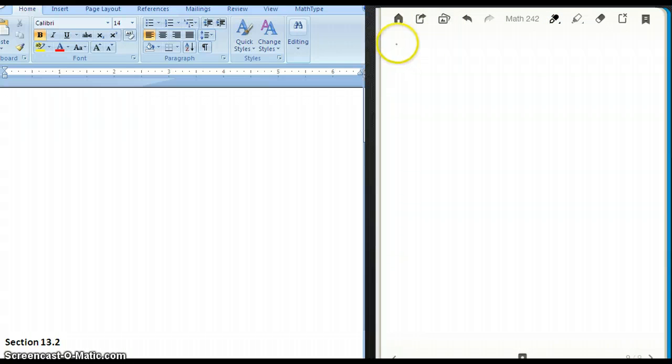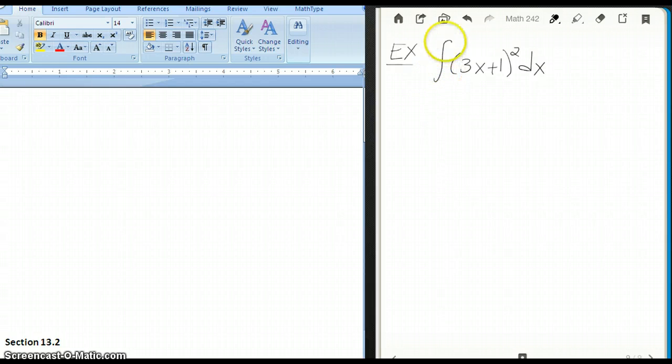Let's consider the following. Let's say I wanted to try to find an integral that looked like this. Remember, I want to find the antiderivative. That's what this symbol means. I want the antiderivative of the function 3x plus 1, the quantity squared.